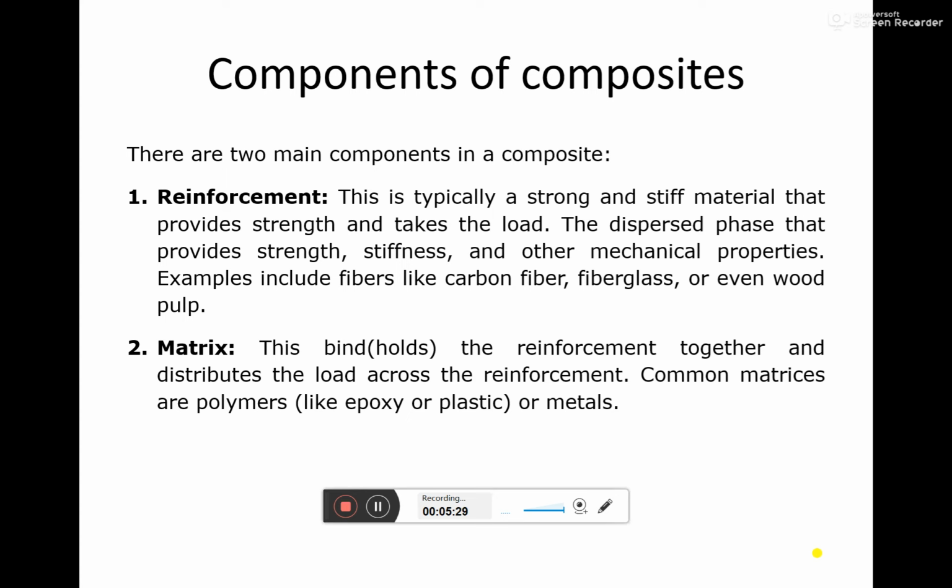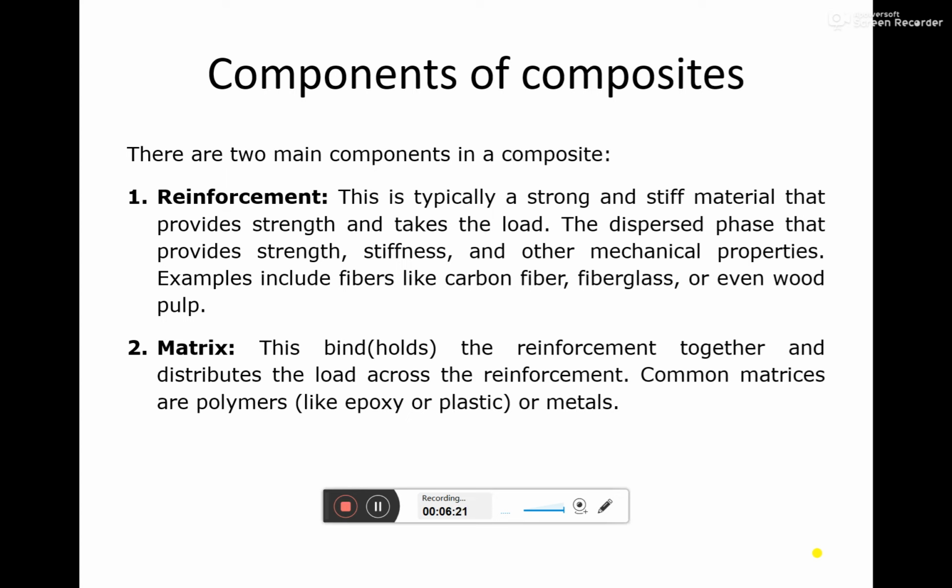Examples of these: we can add reinforcement in the form of fiber or in the form of particulate. Some examples are carbon fiber, fiberglass, or wood pulp. All these are different reinforcements. Sometimes you add the reinforcement in the form of particulate or powder. You can add silicon carbide, SiC, in powder form, or aluminum oxide in powder form. Like that, you can add fibers or powder forms of material as the reinforcement. Another component of the composite material is the matrix.